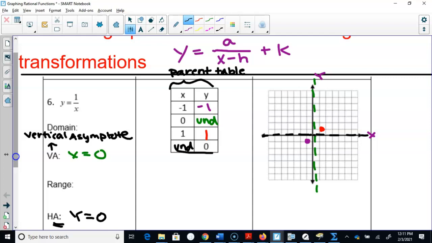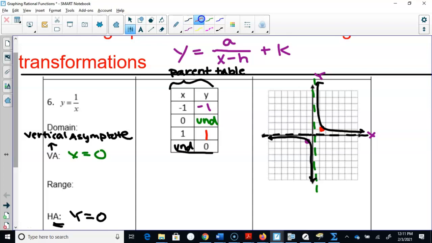Okay, now what is this graph going to look like? Our parent graph is going to look like this. This approaches, okay, curves again and approaches this X equals 0, and then just like that. So it never touches those horizontal or vertical asymptotes. This is what our parent graph looks like.